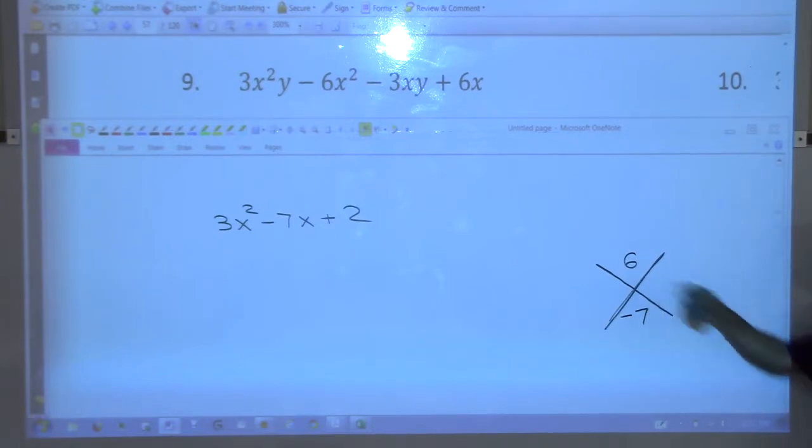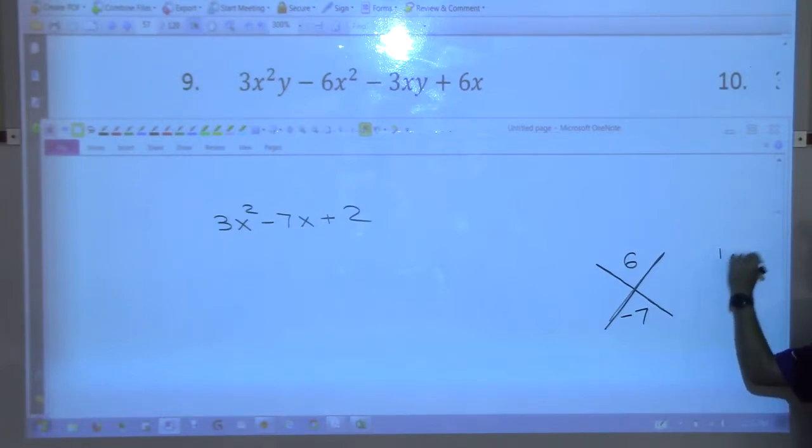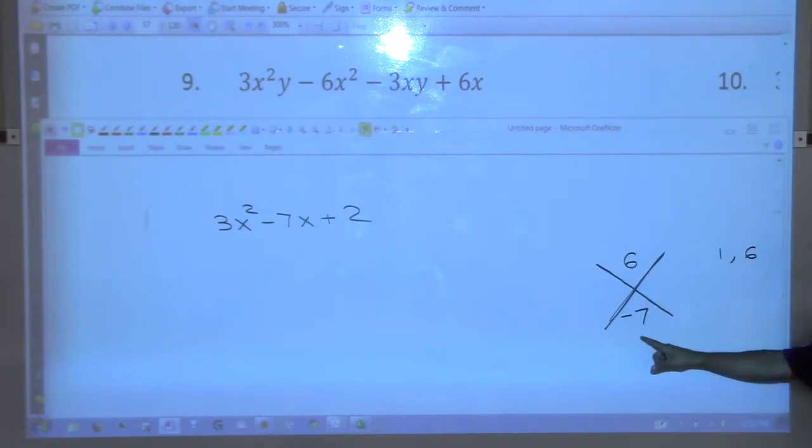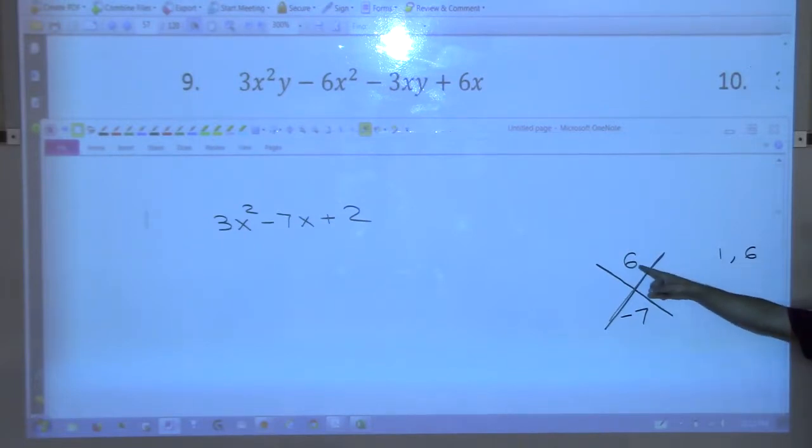So how could I get 6 from 1? Like multiplying. Yeah. 1 times 6, right? So these two would multiply to be 6. But do they add up to be negative 7? No, they add up to be positive 7. So is there another way that I could still get 6 but somehow have these negative? What if they're both negative?